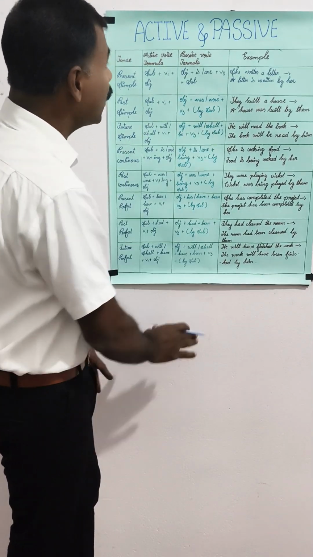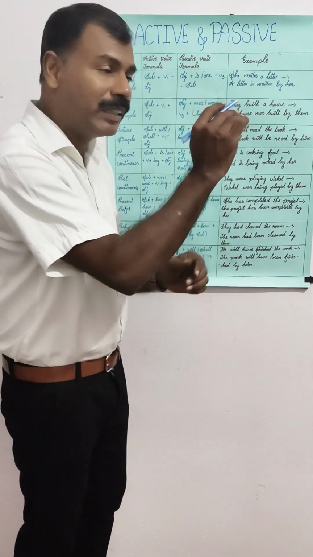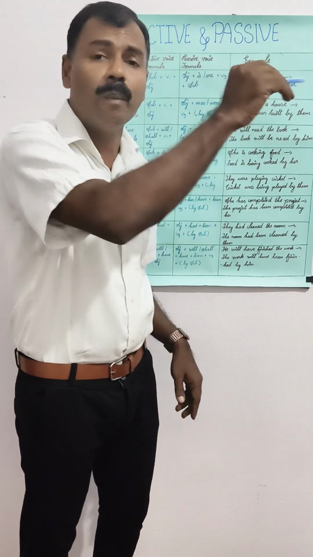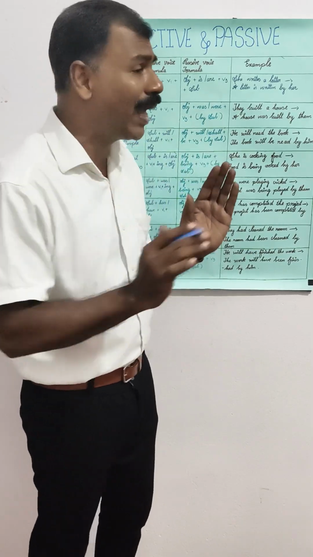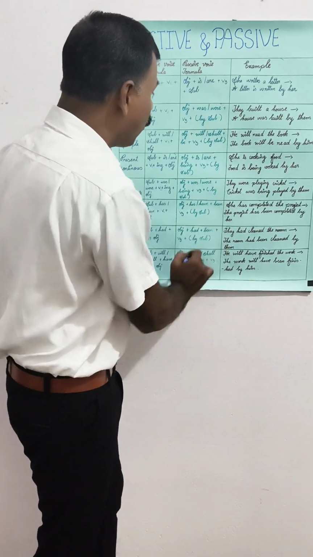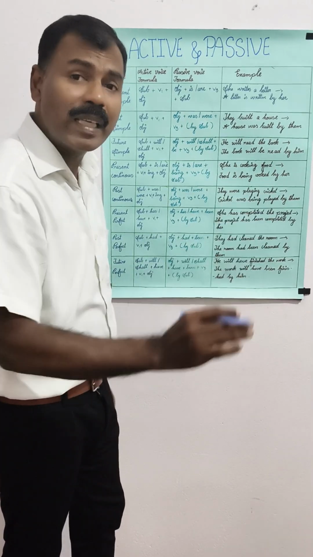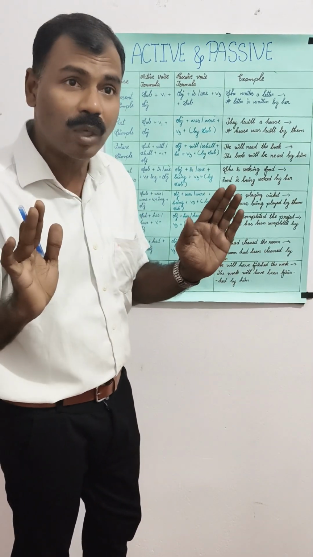Just remember like this: when we are changing active voice to passive voice, the subject will change into the object and the object will change into the subject. That is the first thing that we have to write. Then the verb: when we are using passive voice, the verb will be V3 only. That is another thing you have to understand.